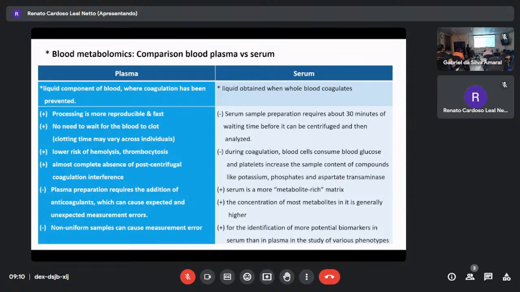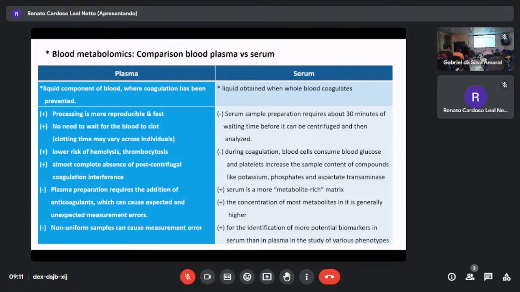Serum is obtained after coagulation. In the beginning the blood was liquid, right? After keeping it for some time, all the protein coagulates and the serum comes out. That's the serum. But plasma is obtained before coagulation. Serum sample preparation requires about 30 minutes, waiting for the protein to coagulate, and then it can be analyzed. And during coagulation, blood cells consume blood glucose and so on.